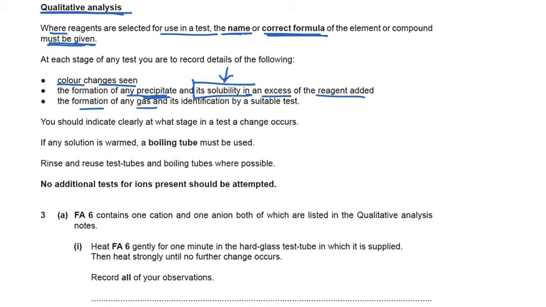If some gas is formed and if it is suitable, identify the gas and write the test. And we should also clearly write at what stage of the test the change, that is the color change or precipitation, has occurred. During the test, if any solution is to be warmed, it should be done in the boiling tube and not the test tube. So this has to be taken care of: whenever there is warming, we need to use boiling tubes and not test tubes directly. We can always rinse and reuse the test tubes or boiling tubes provided to us during the practicals for any of the tests in this question.